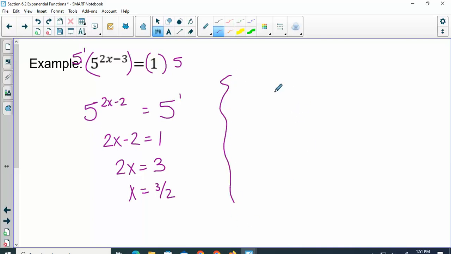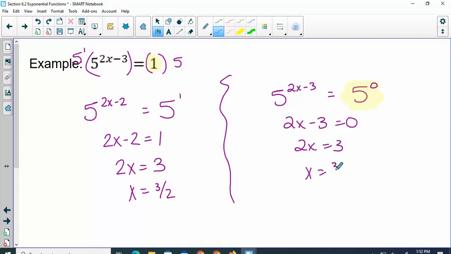The other option is to get a common base. We need this to be 5 to some power. So the question is, 5 to what power equals 1? 0. And then you could say 2x minus 3 equals 0. And we get 3 halves again. So 2 different approaches, but both of them work. One can be written as any base. You just make whatever your base is to the 0 power, and it would always equal 1.